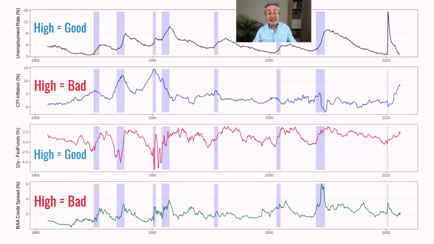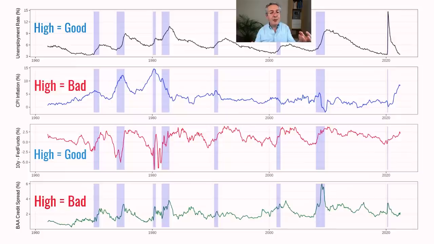So let's dig into the model and the four inputs to the model to see how they varied over time since 1960 and to look at how they relate to recessions in the past, which are the blue shaded regions. Now, the first input to the model, which is kind of counterintuitive, is the unemployment rate. The coefficient for that is actually negative. So when the unemployment rate is high, that's actually less likely to create a recession.